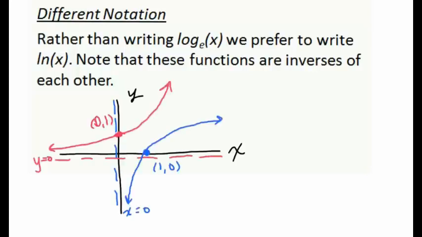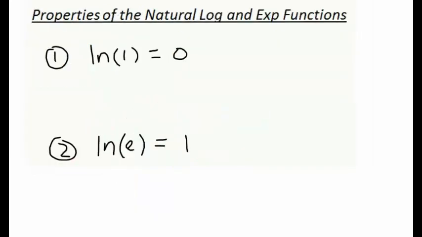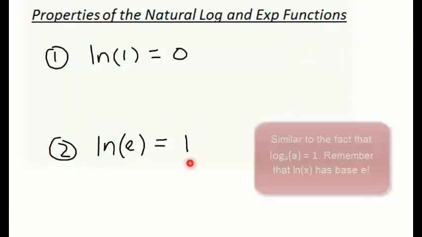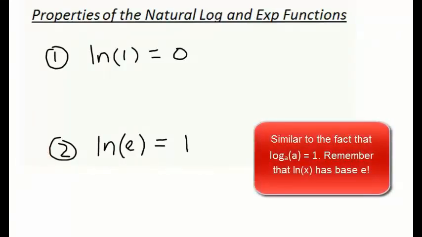One thing that is important to note is that the function e to the x and the function ln of x are inverses of each other. Let's take a look at a couple properties of the natural logarithm. The first one is that the natural logarithm of 1 is equal to 0. Also, we have that the natural logarithm of e is equal to 1.